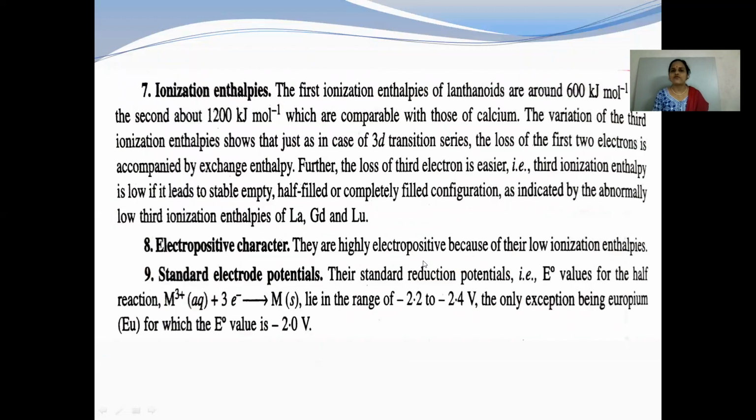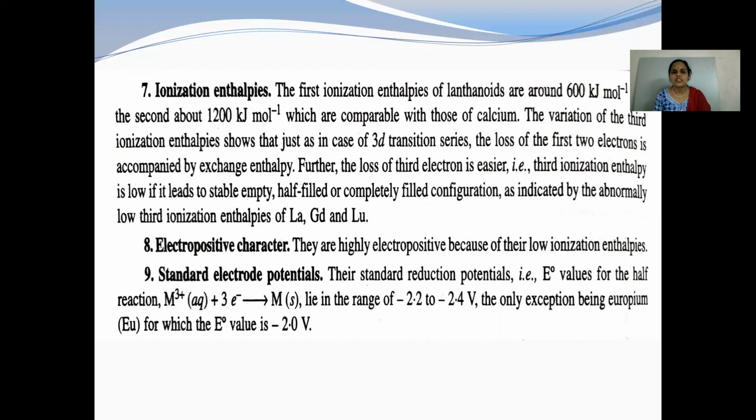Ionization enthalpies. The first ionization enthalpies of lanthanoids are around 600 kilojoules per mole. The second about 1200 kilojoules per mole, which are comparable with those of calcium. The variation of the third ionization enthalpies shows that just as in case of 3d transition series, the loss of the first 2 electrons is accompanied by exchange enthalpy. Further, the loss of third electron is easier.